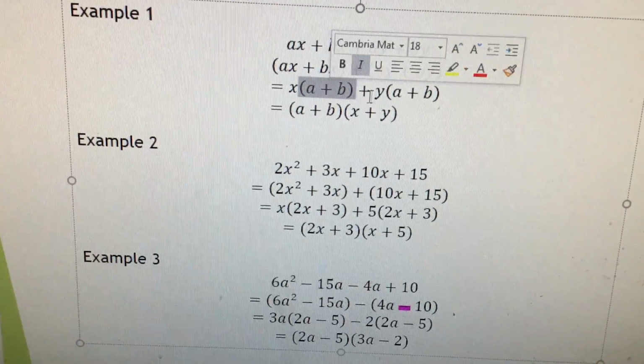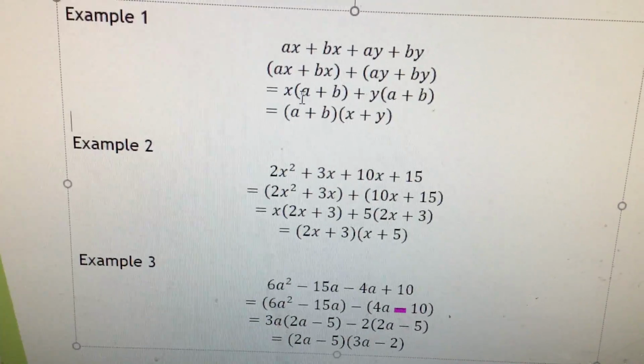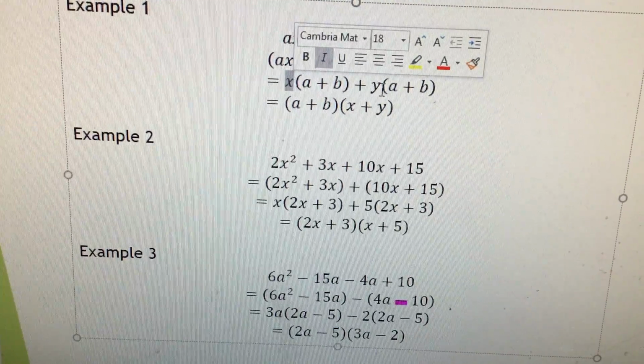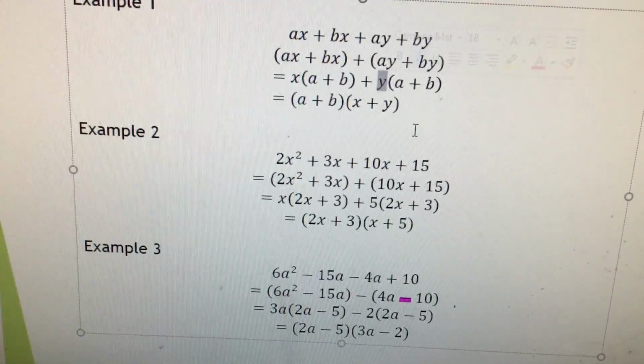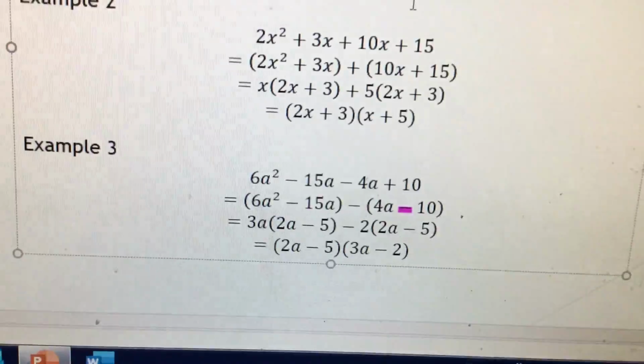As we can see, the two brackets are similar. That means we're on the right track. So we write a + b once and the leftovers, which is x + y, in the next bracket, and then we're done. Let's have a look at example 2.